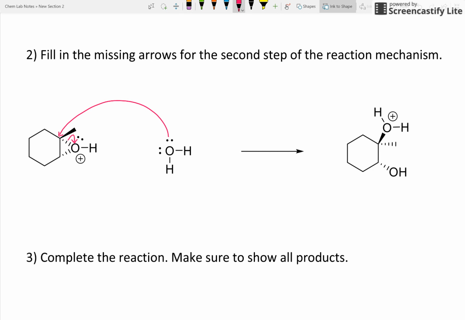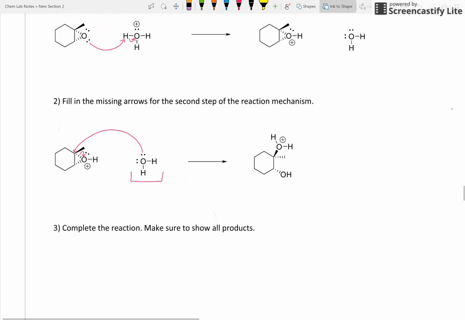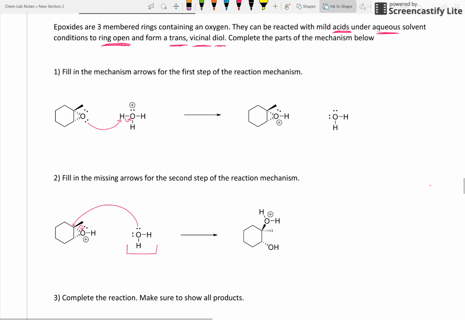And remember that the incoming water is coming in from the opposite side of where the oxygen is in the three-membered ring. You'll notice the oxygen in the three-membered ring is dashed, so our incoming water is wedged, and that's why you see that right there. And that's where our trans vicinal diol starts to come into play.